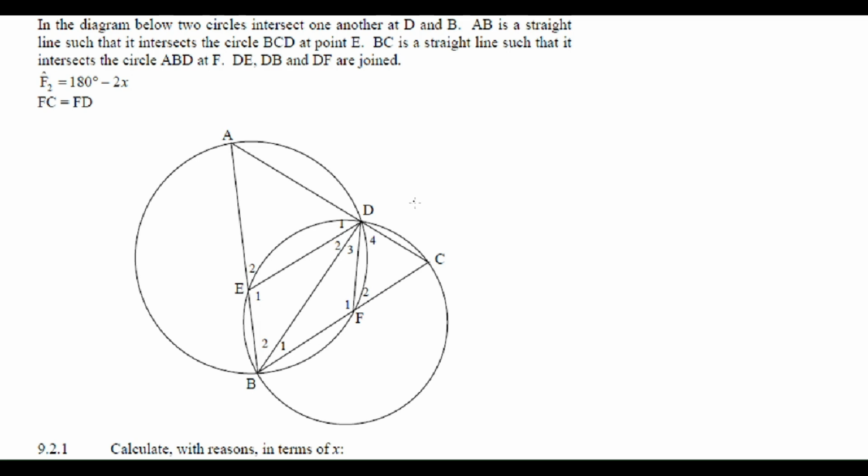So already we can see that there is some information that is not included on our diagram. For example, we have angle F2, which we are given as 180 degrees minus 2x. And another thing that we are being given is that FD is equal to FC. Before we even start analyzing, there's something I want to draw your attention to. If we look at this quadrilateral, we can see that we have a cyclic quadrilateral on our hands, and we know the properties of a cyclic quadrilateral.